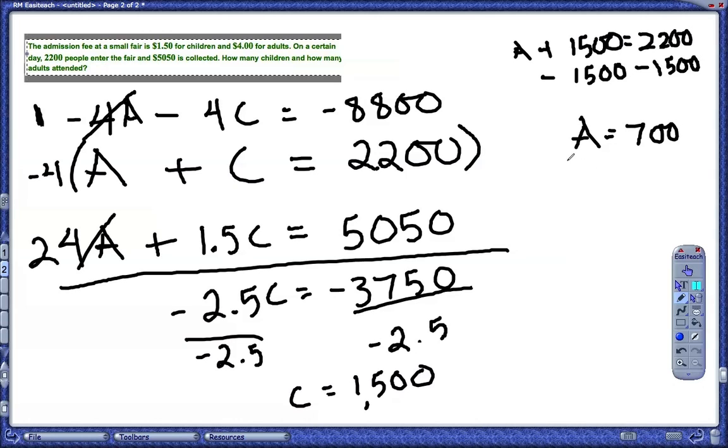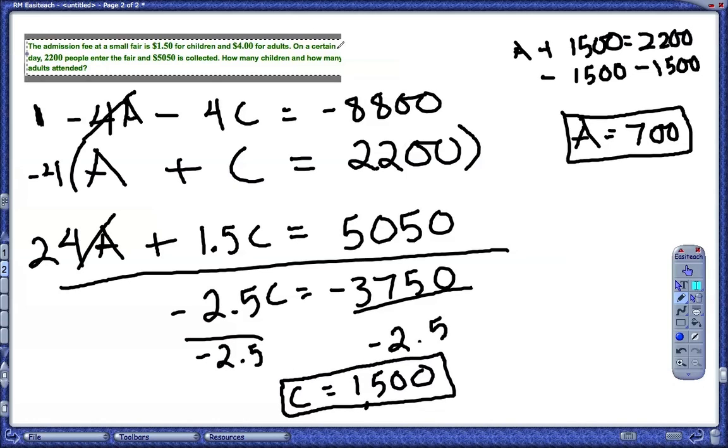So we know the adult tickets, we sold 700 of them. And we know the amount of children tickets, we sold 1,500. You could plug these back into one of the original equations to double check all the math. It will work out.